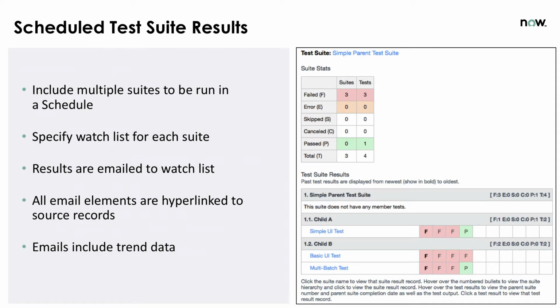Schedule test suite results. We can't really do this, so I've captured this in a screenshot. You can see trend information when things started failing or passing, and just kind of have this run on a nightly basis on a sub-production instance. This email is awesome. So definitely promote this as well.